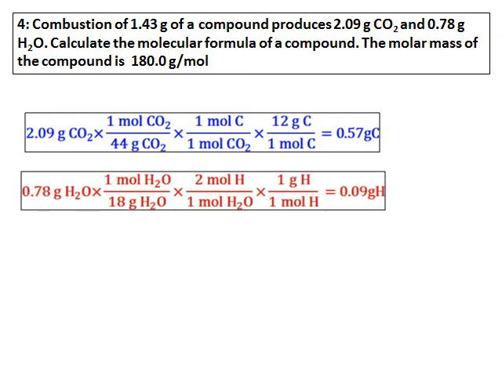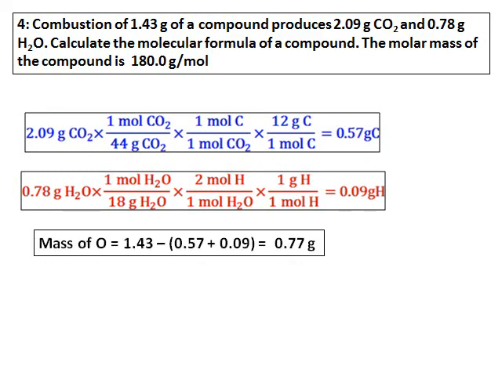Now to get the grams of hydrogen, use the mass of water. Water is 0.78, so convert it into moles of water. Then in every mole of water, I have 2 moles of hydrogen. And I get the grams of hydrogen as 0.09 grams. Now add up the 2 and I can see that it doesn't add up to 1.43. So subtract it from 1.43 and I get the mass of oxygen as 0.77.